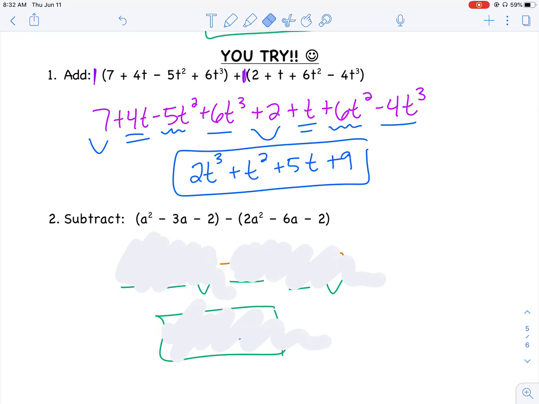I have a negative 5t squared and a 6t squared. That leaves me with a positive 1t squared. I have a 4t plus a 1t, that's a 5t. And then I have a 7 plus 2, which is 9. So my final answer is 2t cubed plus t squared plus 5t plus 9. Hopefully you got the same thing as me. All right, look at number 2.